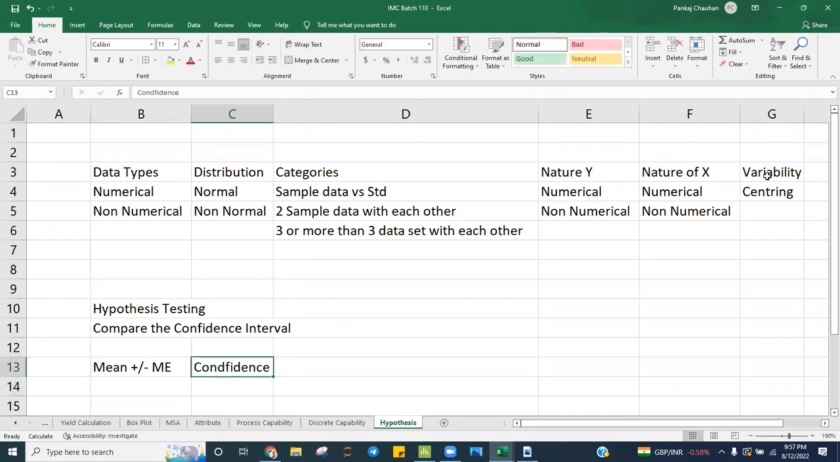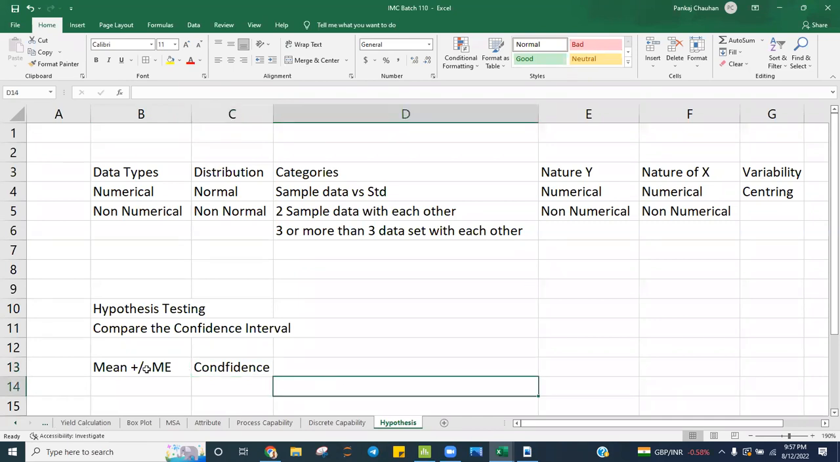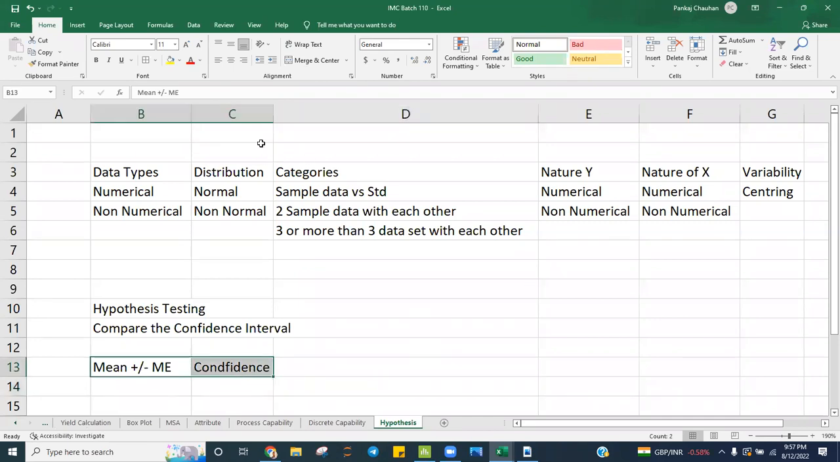If you are comparing standard deviation, then you will be comparing the standard deviation plus or minus margin of error of standard deviation. That will be your confidence interval. So what we want to compare will decide the way to calculate the margin of error, and that centering or the variation, whichever the metric is, plus or minus margin of error will become your confidence interval.